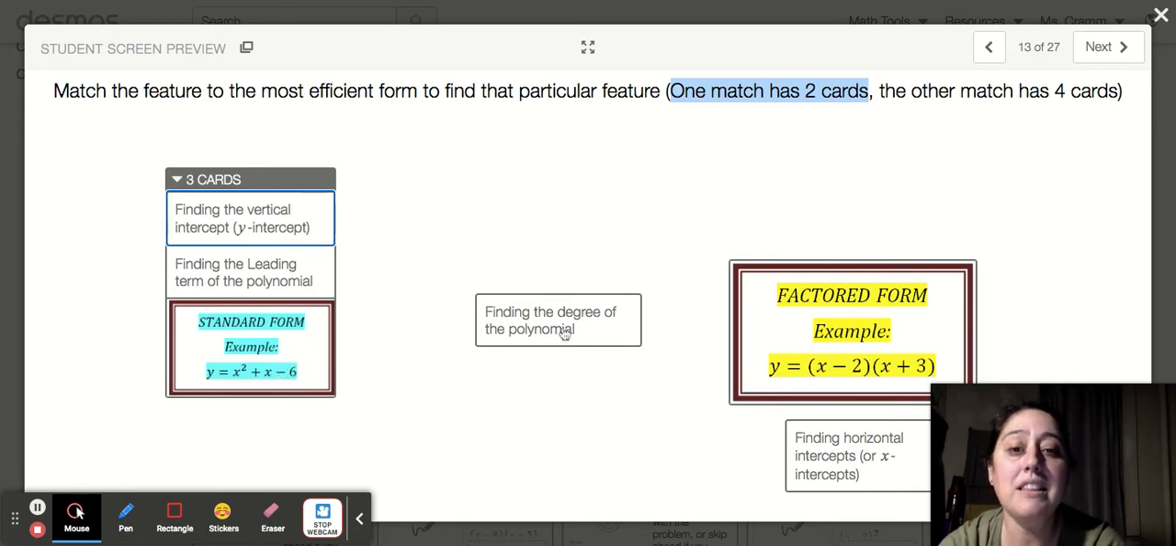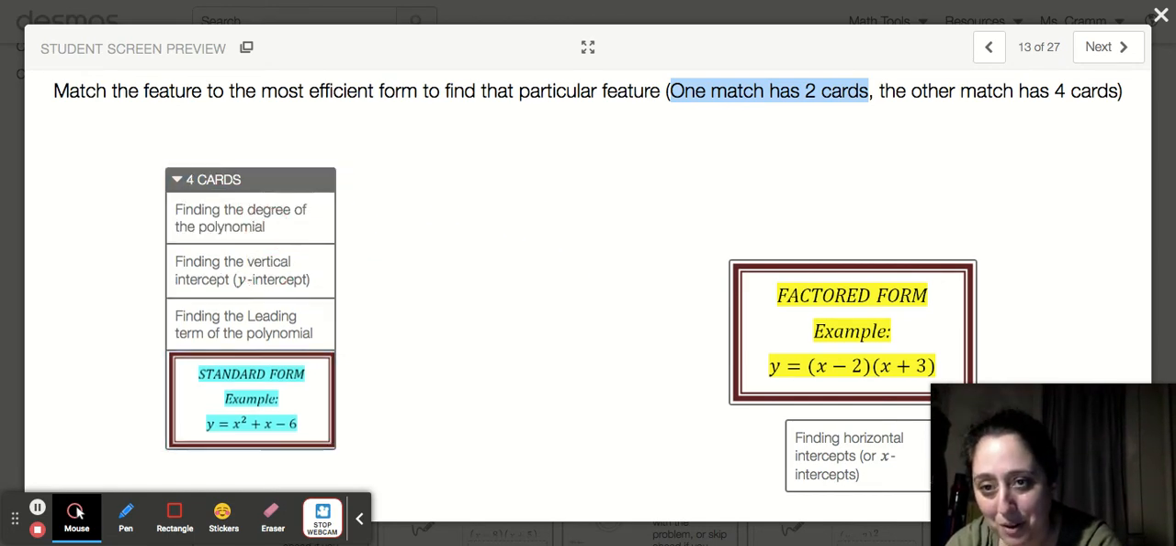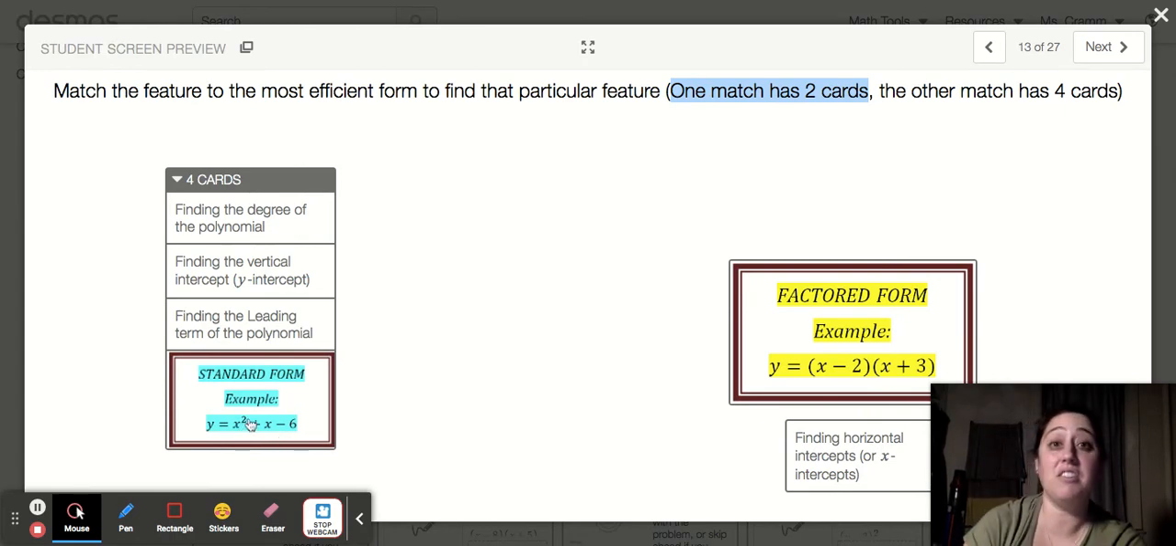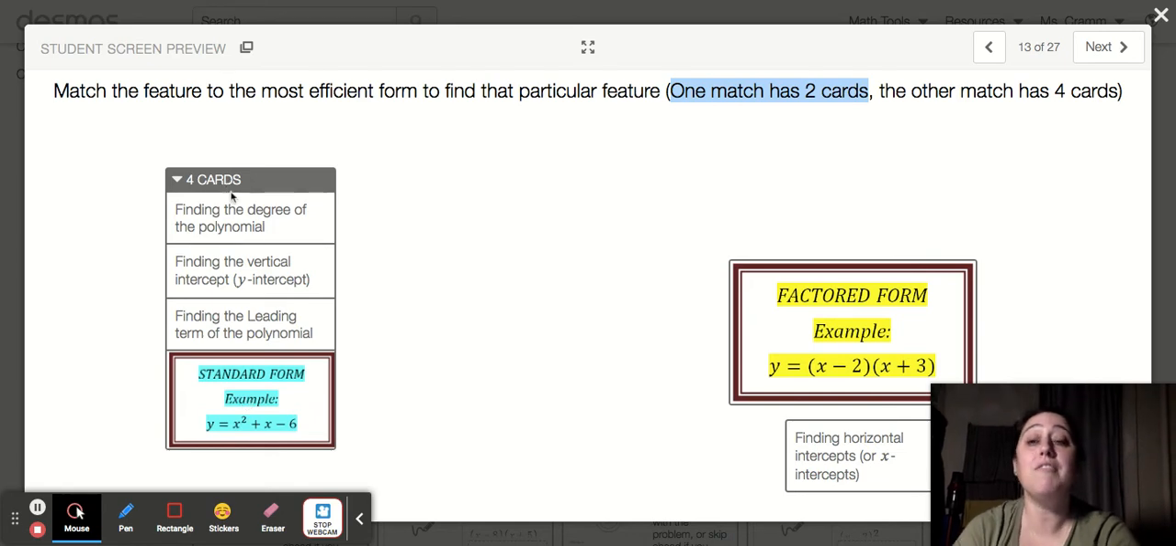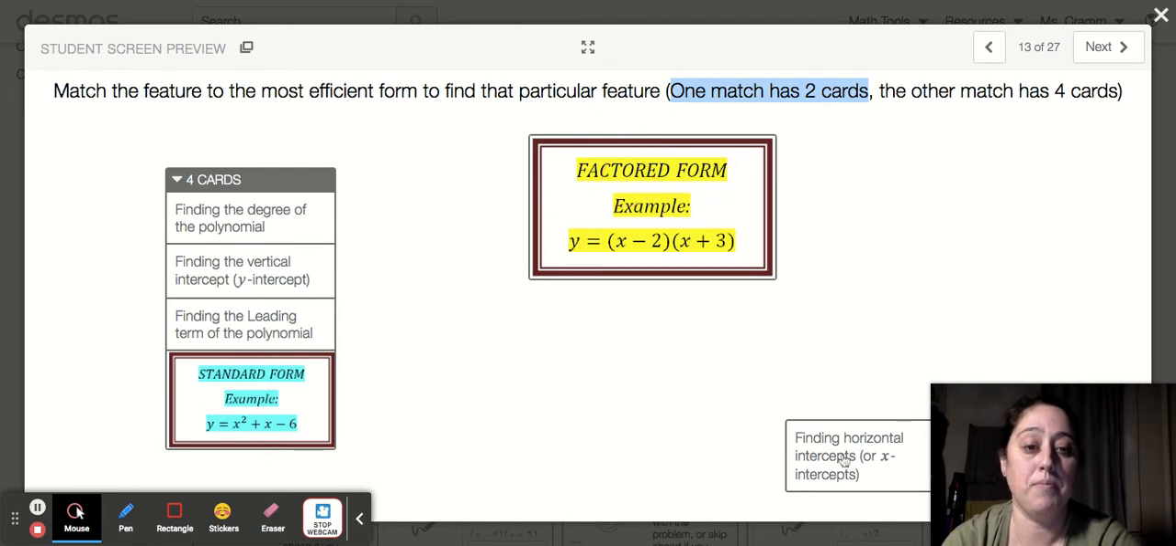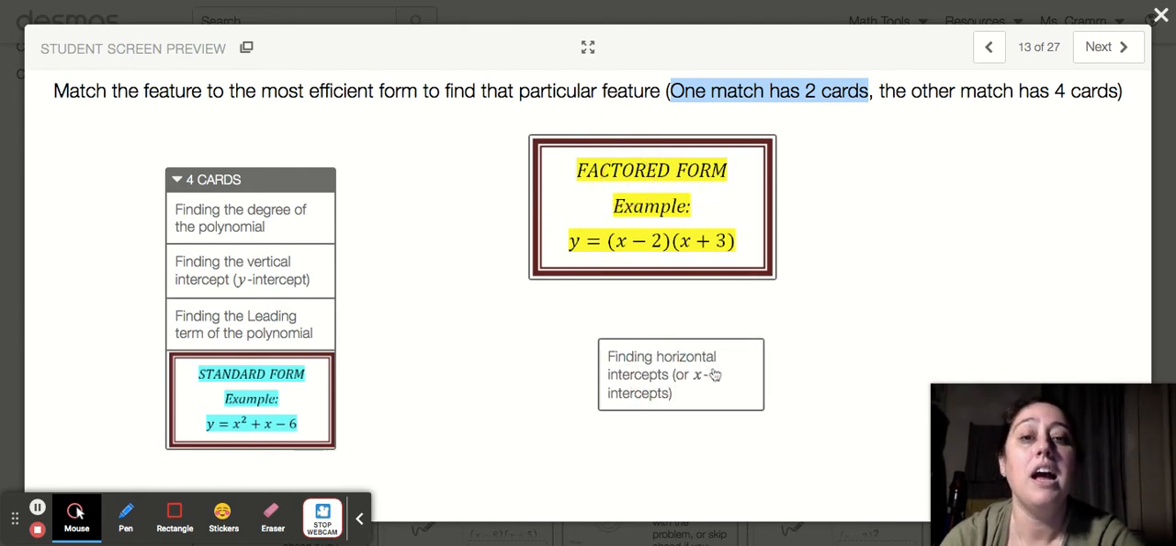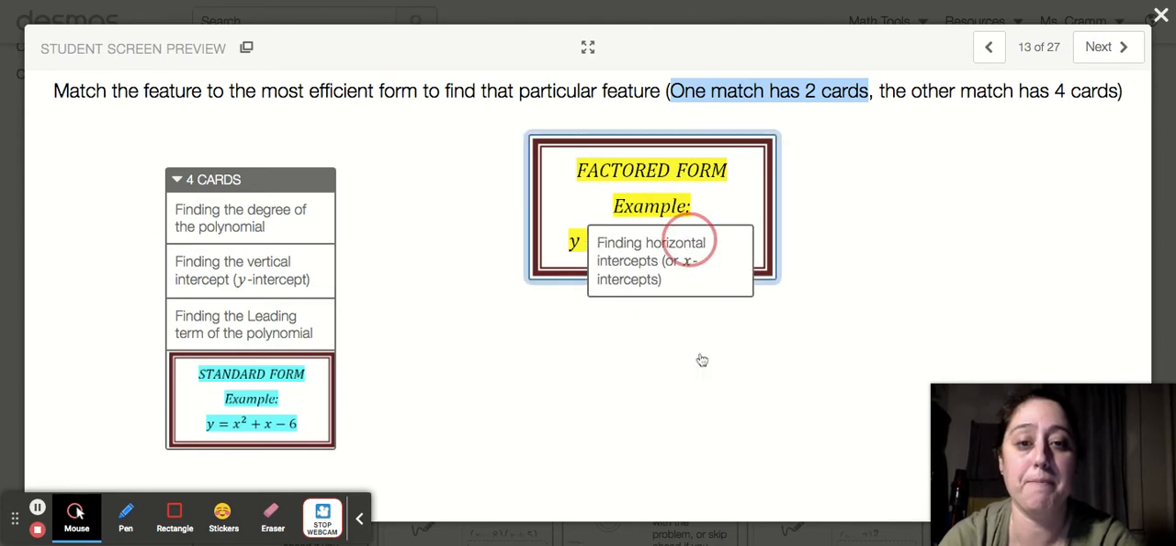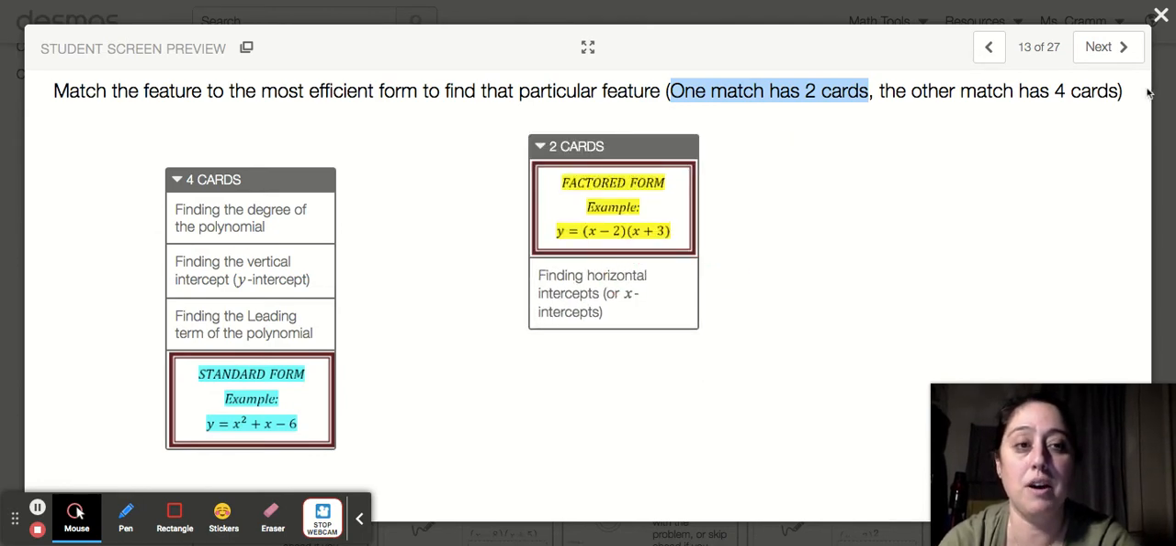All right, finding the degree of a polynomial. Again, this goes with standard form, all right? Because I can just look at this and say, oh, this is a second degree polynomial, okay? So you can find all of these really easy in standard form. All right, in factored form, all right, here we go. You can find the x-intercepts. Remember here, the x-intercept is 2, because 2 minus 2 is 0, and x can be -3, because -3 plus 3 is also 0. Okay, so I hope that helped.